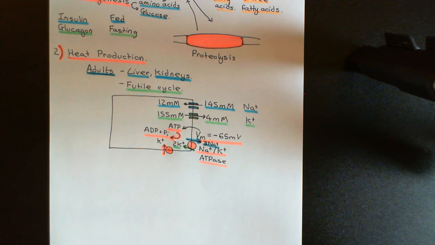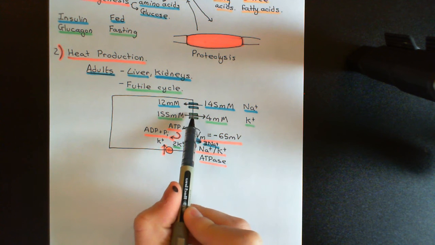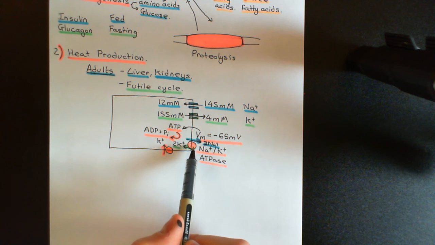Right, so that's the normal equilibrium that is occurring across the cell membrane. Now, how can we use this to increase heat production? Well, can you imagine what would happen if we increased the number of leaky channels in the cell membrane and increased the number of sodium-potassium ATPases in the cell membrane?